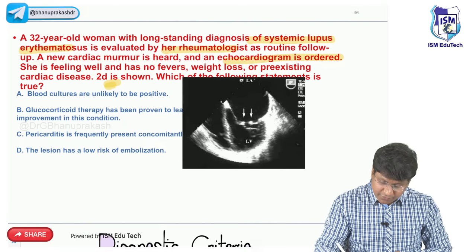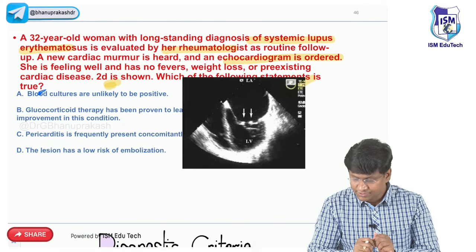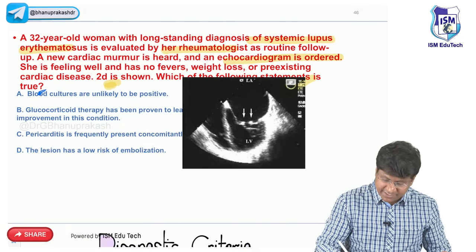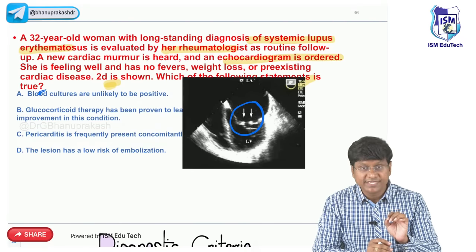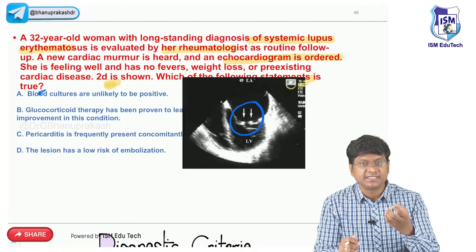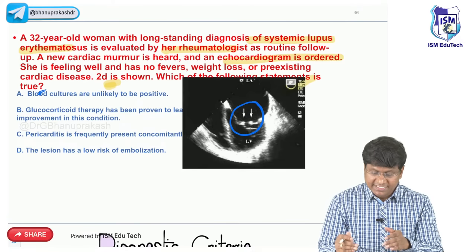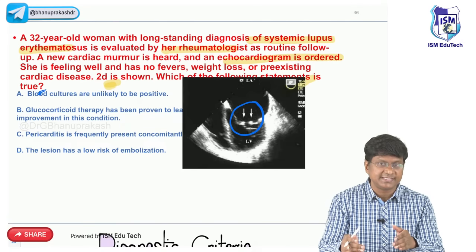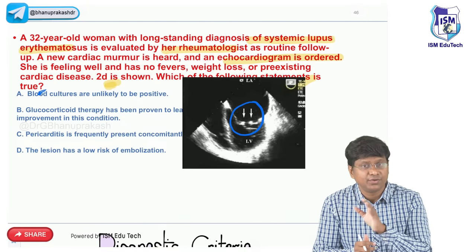A 2D echo is shown. Which of the following statements is true in this condition? Right. So what exactly is being shown to you here? What has been shown to you is the 2D echo containing the mitral valve. And on the mitral valve, you have that hyperdense lesion, which is nothing but vegetations. So these vegetations in case of SLE, what do we call them? That is nothing but Libman-Sacks endocarditis.